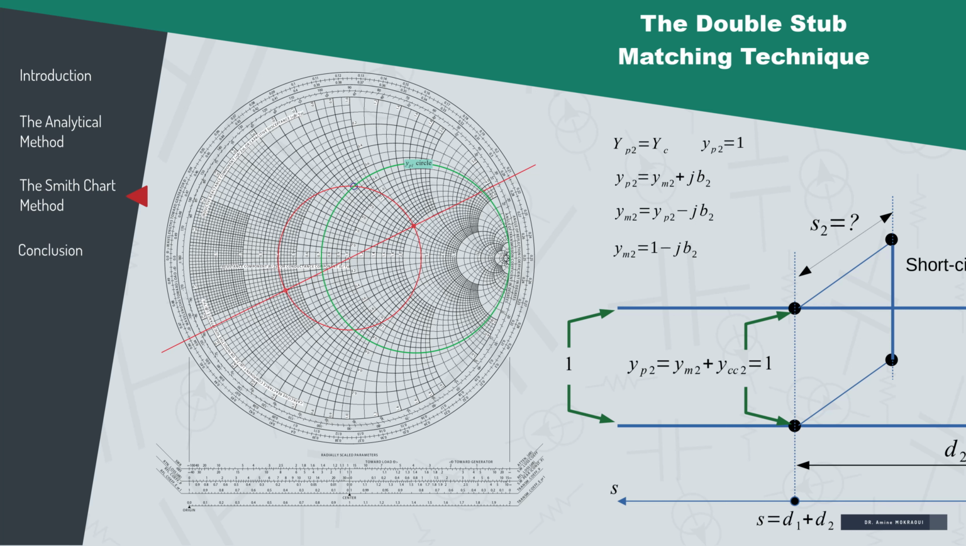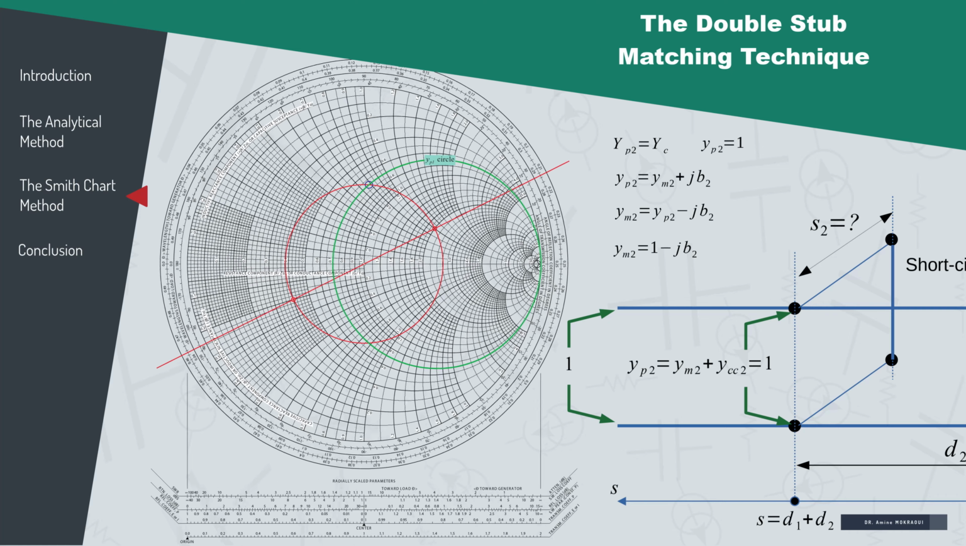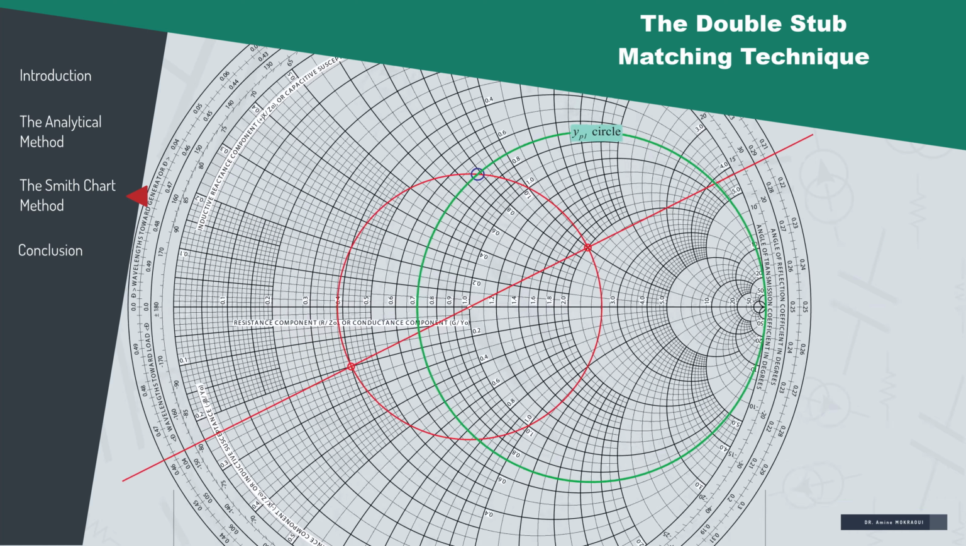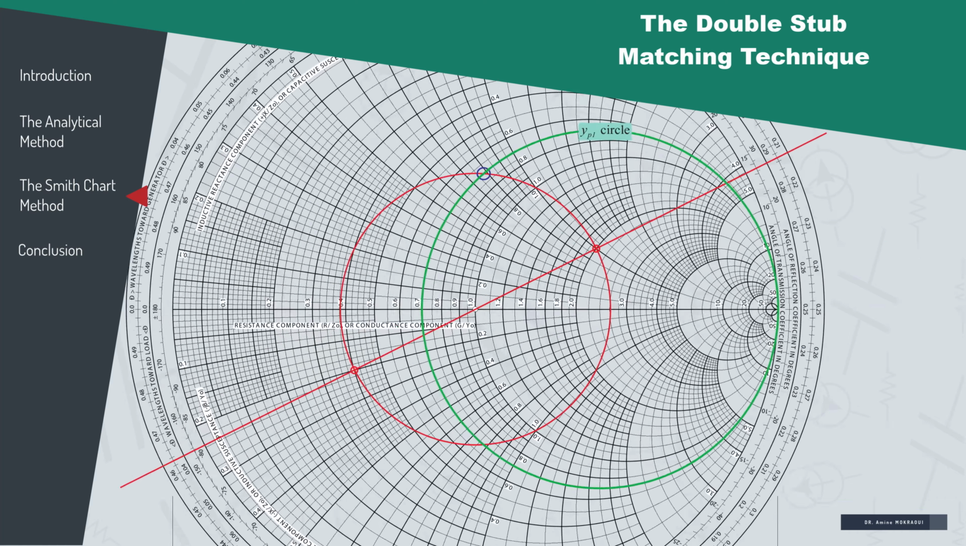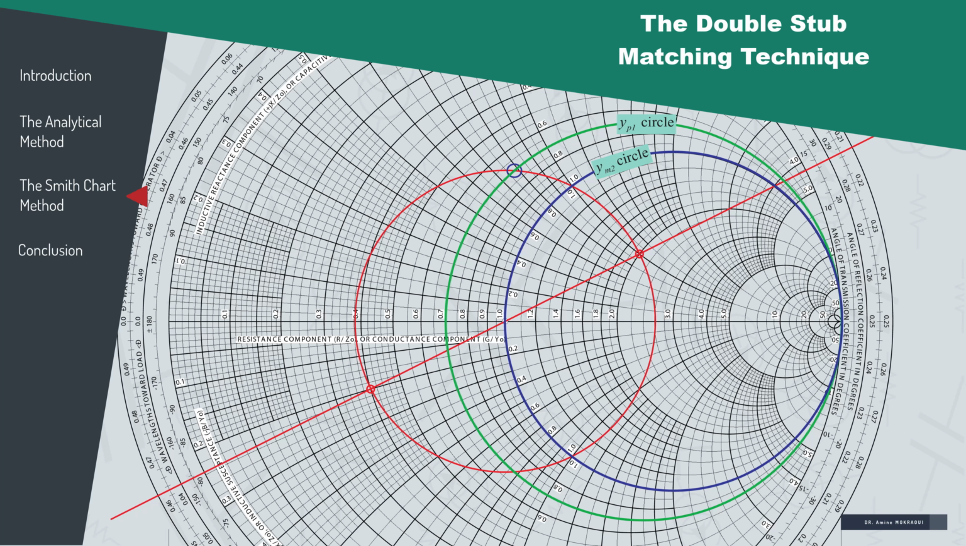However, we know at least the real part of ym2. Thus, we know that ym2 lies on the R equals unity circle. Any point of this circle may be the desired solution. Let's move all the potential solutions ym2 toward the load in the counterclockwise direction. This action defines a new set of potential solutions yp1.